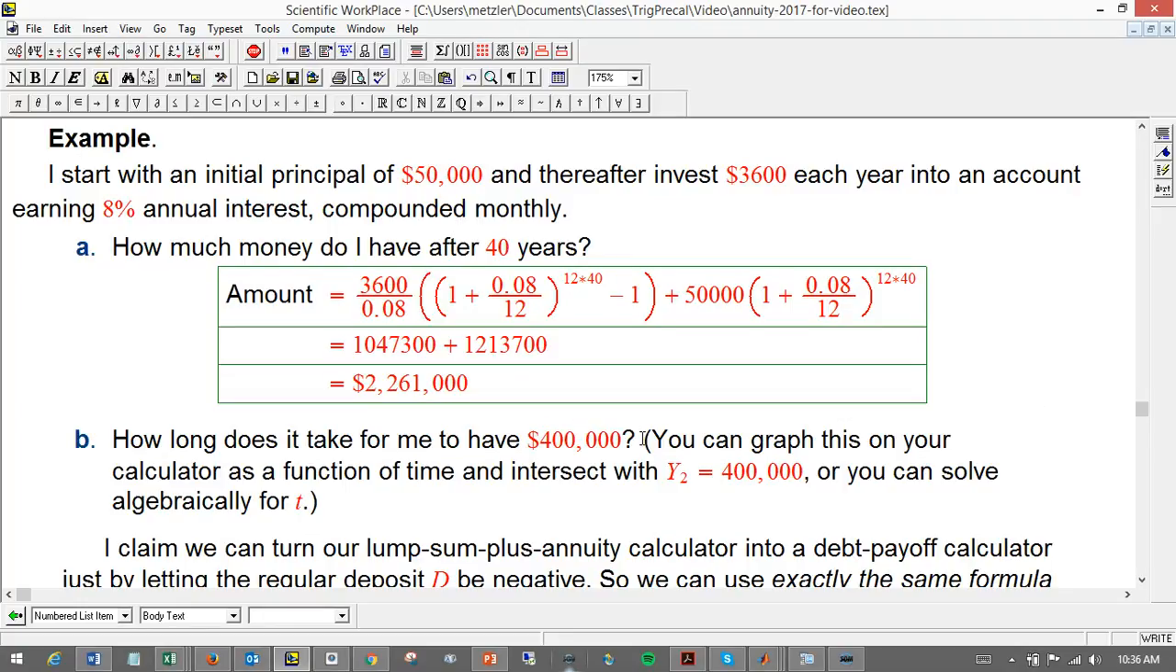Oh, let me actually show you one more thing though. I forgot about this. What if I'm not looking for a fixed time interval and how much money I get? I'm looking for a fixed desired amount of money and how long it is going to take to get there. Not something that's impossible to do algebraically. It's not really that bad. If you just plug in 400,000 for the amount and put a t back in the variable, that's really doable. But I want to show you how to do it on the TI calculator.